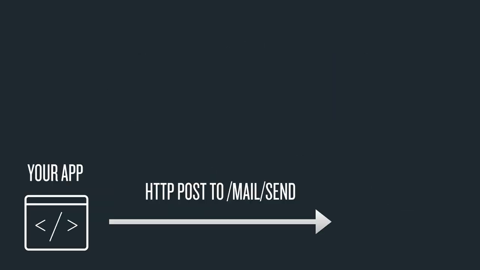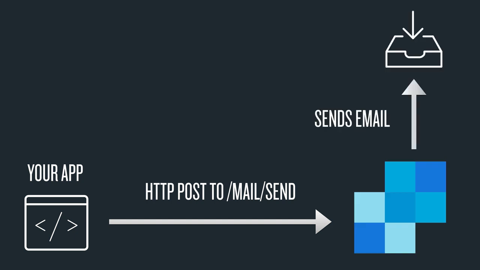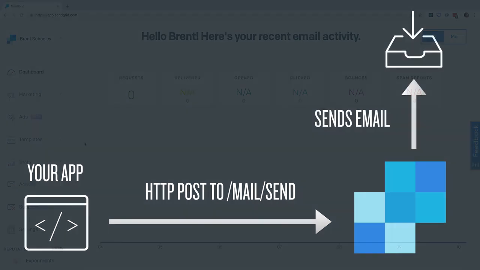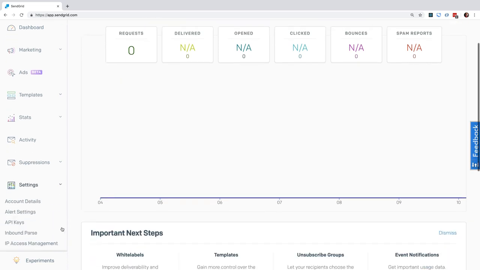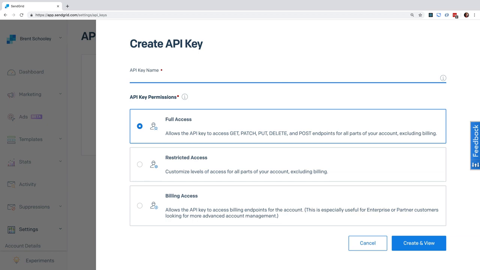Your app makes a post request to /mail/send in SendGrid, and SendGrid sends an email to your customer's email inbox. We'll start by creating an API key. Head into SendGrid and go under Settings to API Keys. Hit the Create API Key button and give it a name.